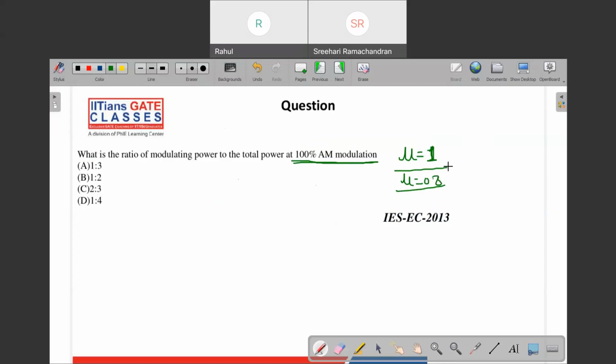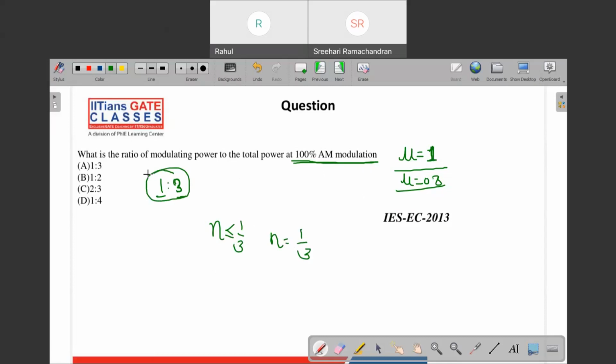And we know that when mu is equal to 1, the ratio will be 1 by 3, that is, 1 ratio 3. So this is the modulating power divided by total power. We have derived that eta should always be less than or equal to 1 by 3. Since here it is asking about 100%, in that case mu will be equal to 1 and you will get eta equal to 1 by 3. So this is the ratio of the modulating power to total power.